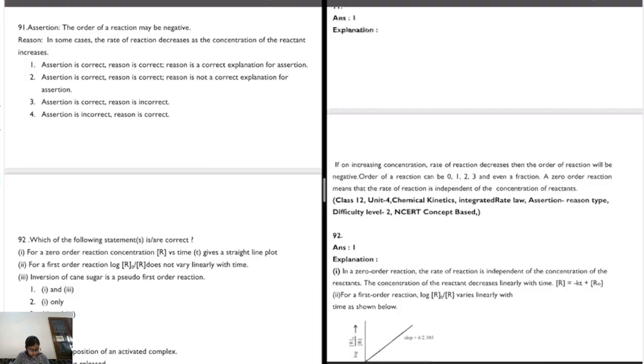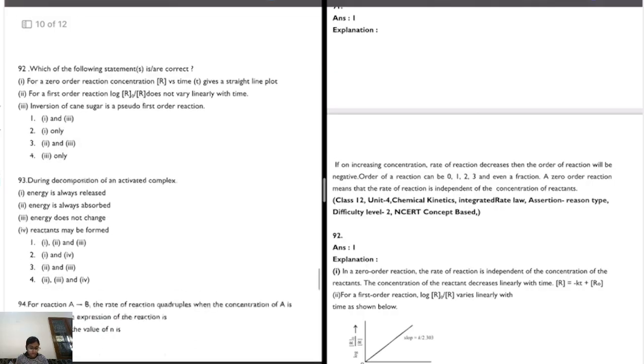And this can be the correct explanation of the assertion, because upon increasing the reactant, our order is proceeding towards the negative side. So this is correct and the correct explanation of the assertion also.